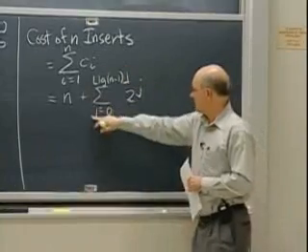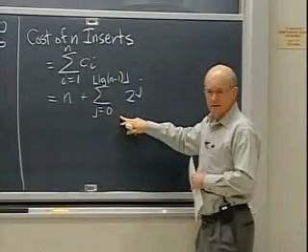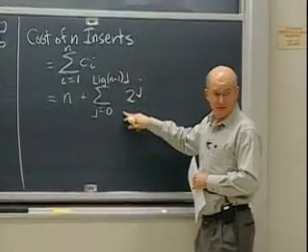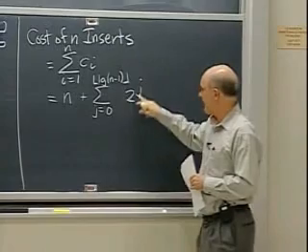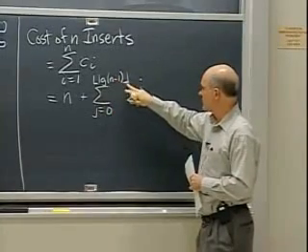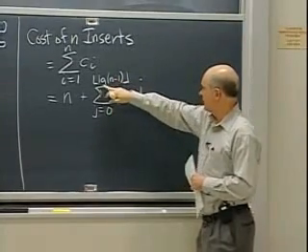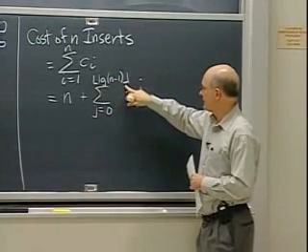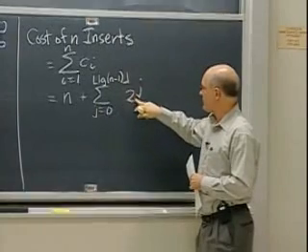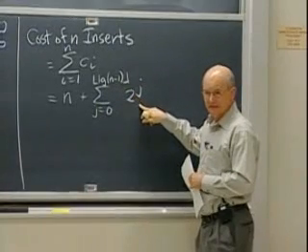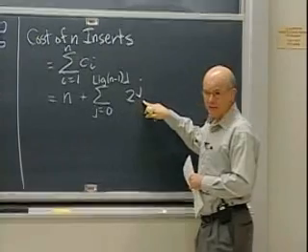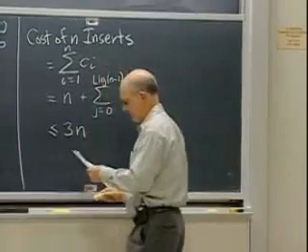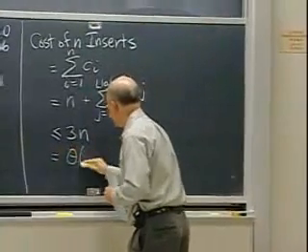And this is what type of series? That's geometric. So it is bounded by its largest term, and its largest term is 2 to the ceiling of log n minus 1, which is at most n. And then all the other terms add up to at most n. So this is actually less than or equal to 3n, which is order n, as we wanted to show.